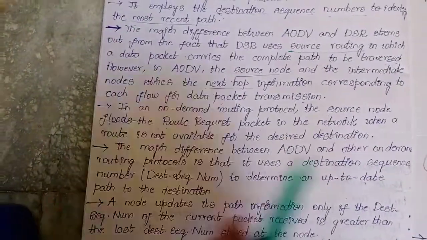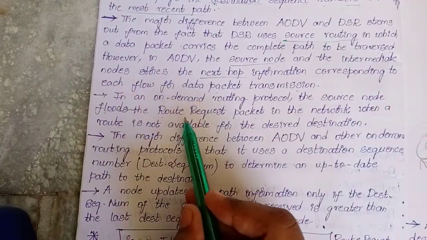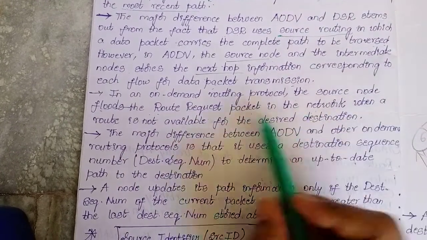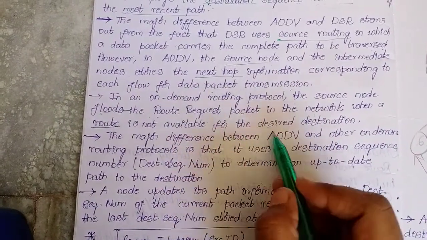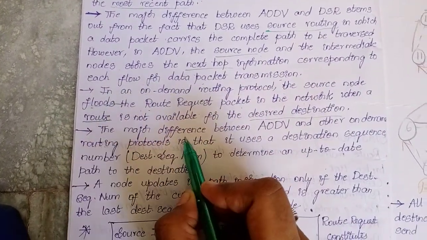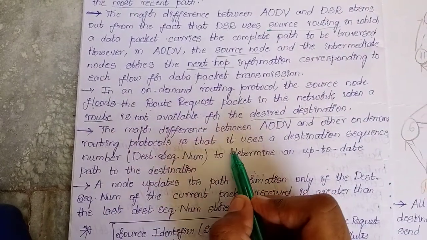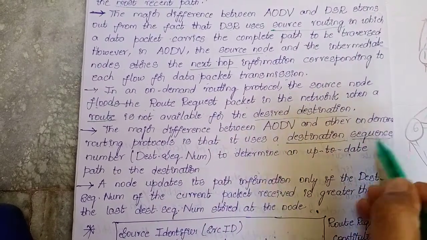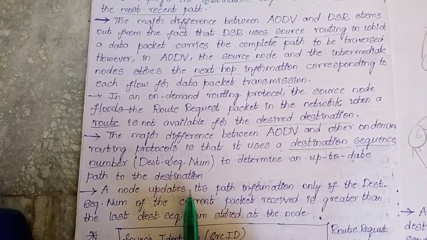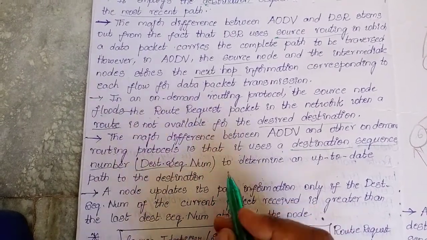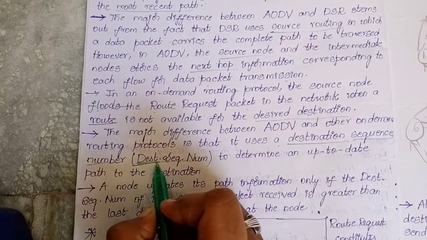Back to the concept. The source node floods the route request packet in the network when a route is not available. When there is no route, only then does it flood for the desired destination. The major difference between AODV and other on-demand routing protocols is that it uses a destination sequence number. No other protocol among the on-demand routing protocols uses this destination sequence number. Some protocols such as DSR use a sequence number, but it is not a destination sequence number.